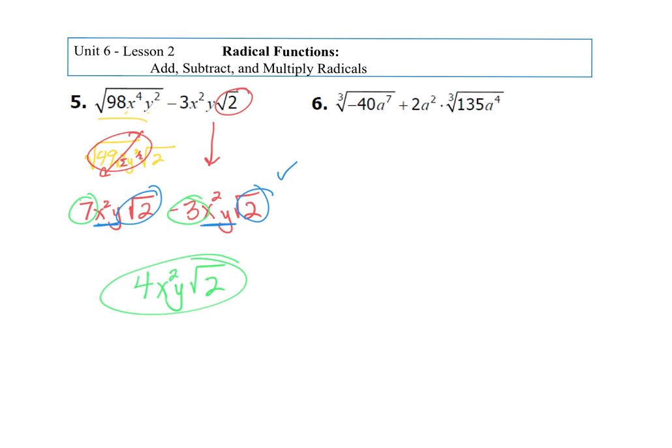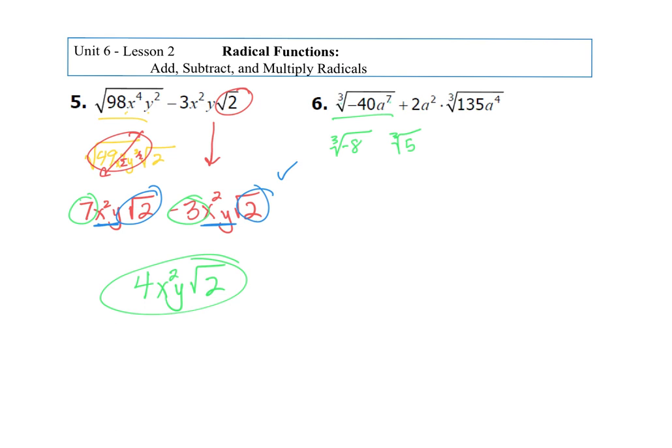Okay, number 6, we have the cube root of negative 40a to the 7th plus 2a squared times the cube root of 135a to the 4th. All right, so we're going to break down this first part. Negative 40 is not a perfect cube, but I'm thinking of a factor of 40 that is, and that would be 8. So we could write this as the cube root of negative 8, and then in the other house, we're going to put a positive 5 because they multiply to make negative 40.